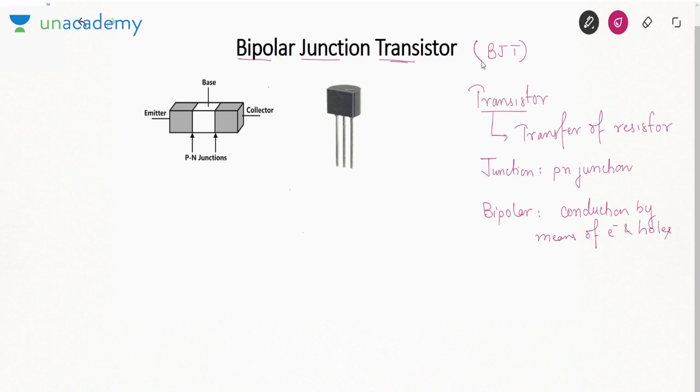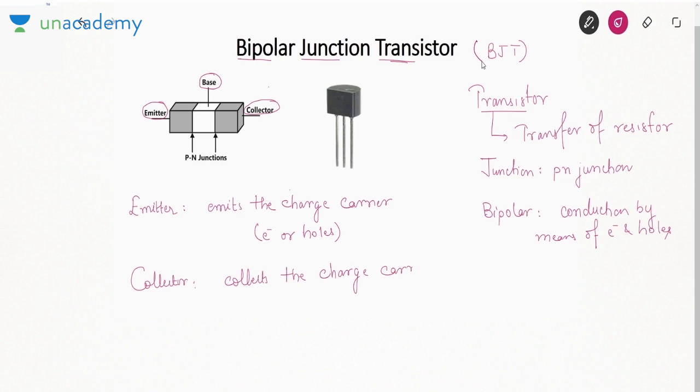Now as you can see in the first figure, there are three terminals in a BJT. One is called the emitter, the second one is the base, and the third one is the collector. Now let's understand the meaning of these three terms. It is called the emitter because it emits the charge carriers. They can be electrons and or holes, but the region or terminal responsible for producing the charge carriers is the emitter. Similarly, the collector collects the charge carriers coming from the emitter.